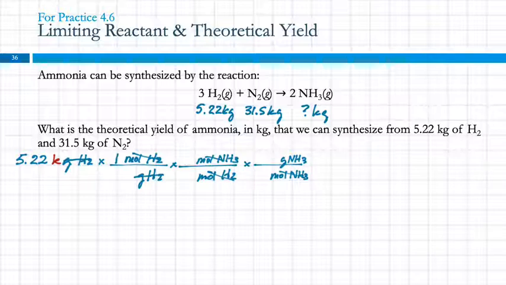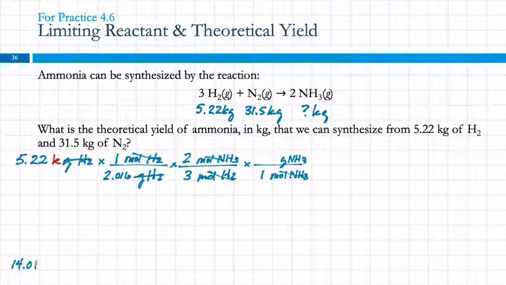So 1 mole of hydrogen is 2.016 grams, 2 times the mass. And then in the middle, I have mole ratios. In front of H2, there's a 3. So I put a 3 in front of H2. And in front of NH3 is a 2, so I put that there. The mole ratio is the only place I use the coefficients. Only place.